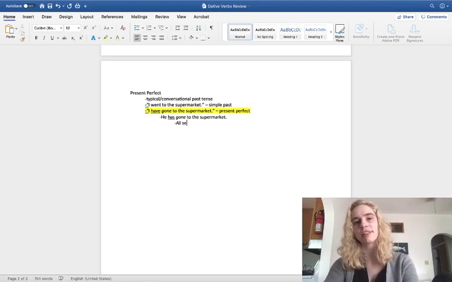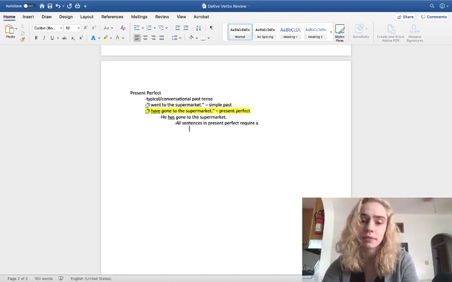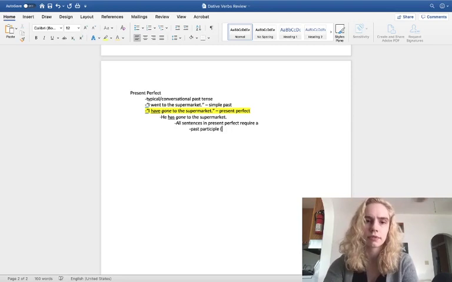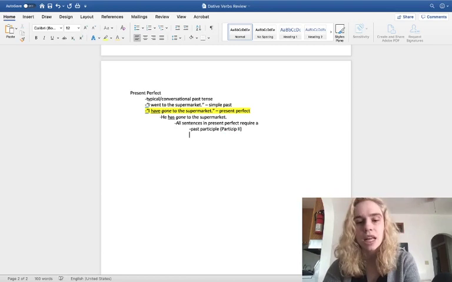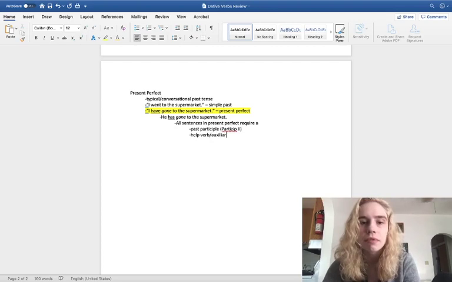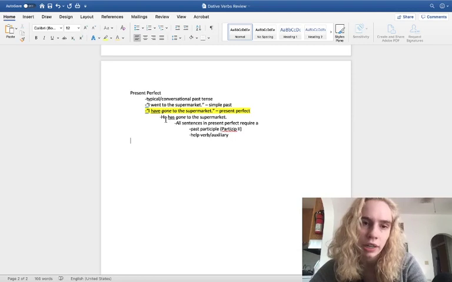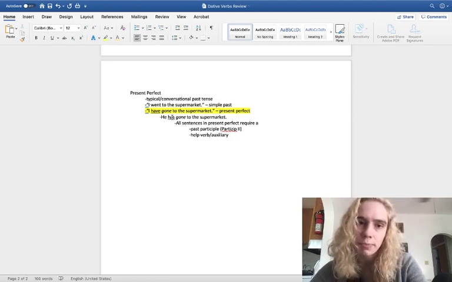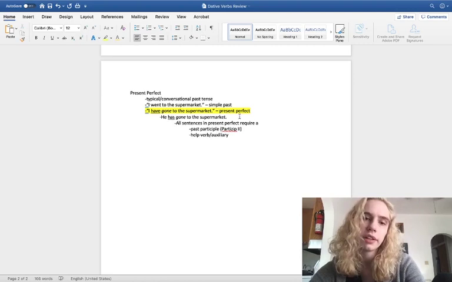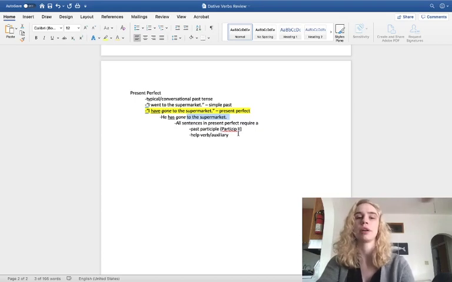So all sentences in present perfect require a participle, Partizip 2, and a helping verb or auxiliary. So he has gone to the supermarket. Subject, conjugated verb, participle, and then we don't have a direct object here, but we have an indirect object. He's going to the supermarket.